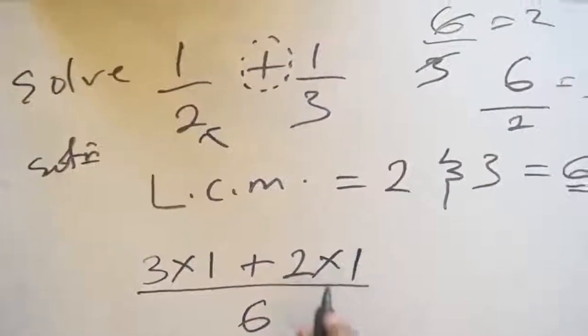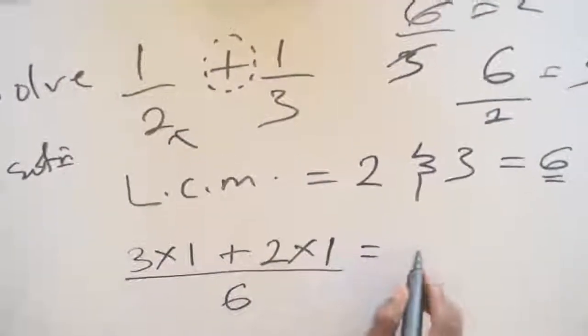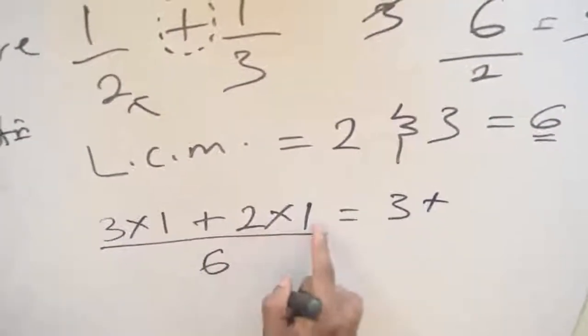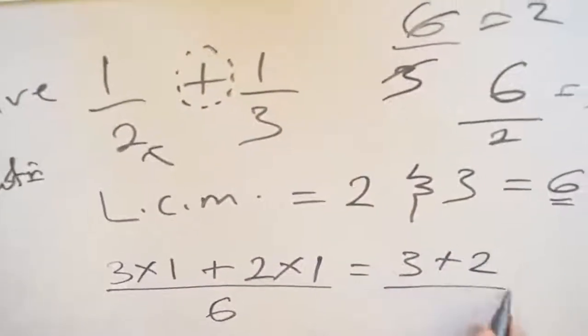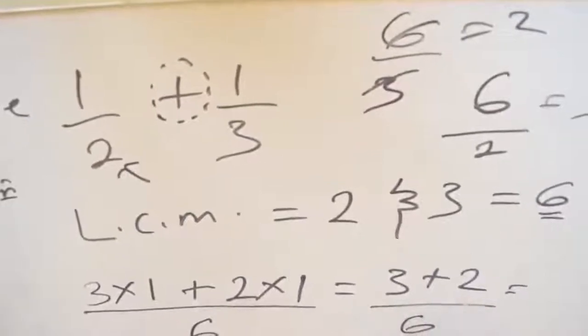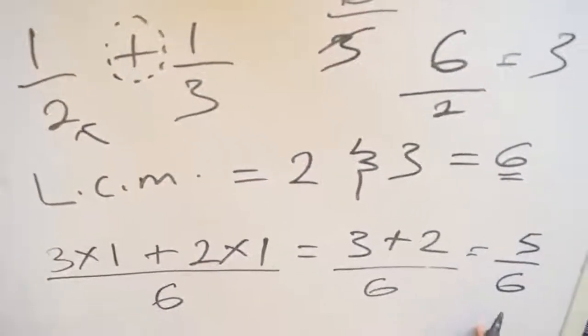The numerator of the second fraction is 1. So 3 times 1 will give us what? 3. Plus 2 times 1 will give us what? 2. All over what? This 6. And here 3 plus 2 is nothing but 5 all over 6.